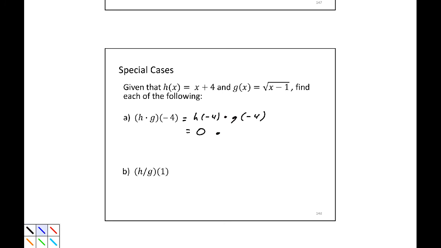Well, if I plug negative 4 into there, square root of negative 4 minus 1, which is the square root of negative 5. Well, that's undefined in and of itself. So I'm just going to write it like this, 0 times the square root of negative 5. And that is going to be undefined as well, because the second term is undefined.